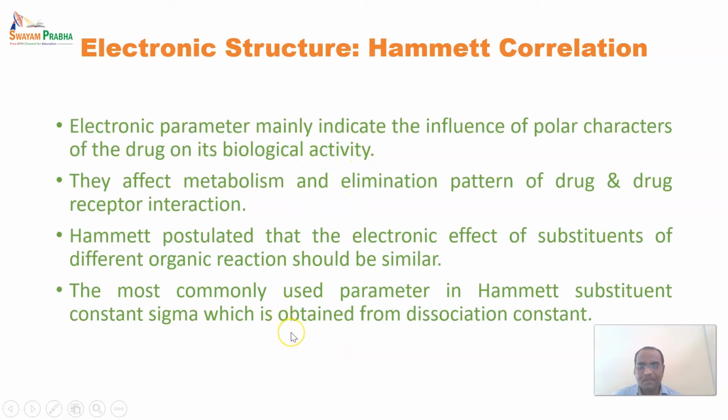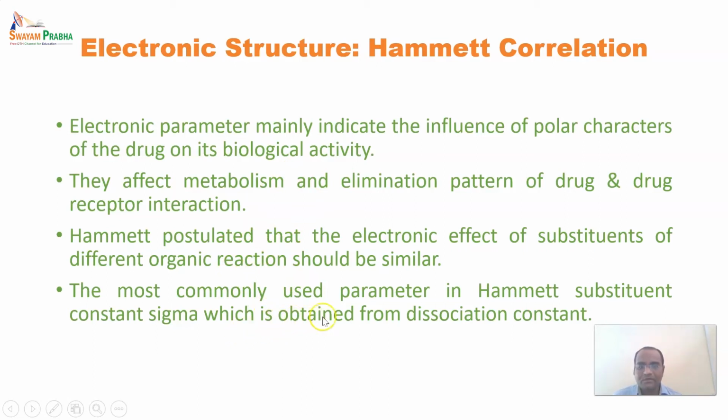Suppose in a particular direction, if an electron withdrawing group increases biological activity, then the researcher designs the molecule in such a way that it has an electron donating group only, because then the biological activity will increase. So this was just an example of how a researcher makes a series of molecules.